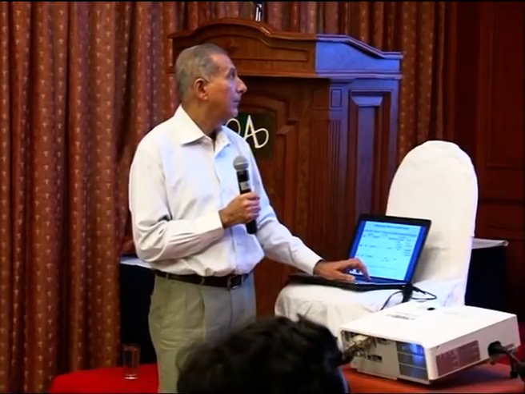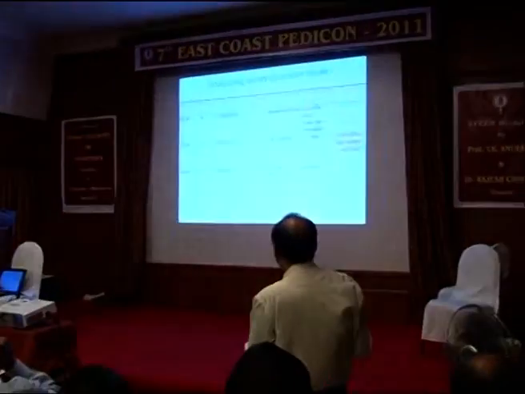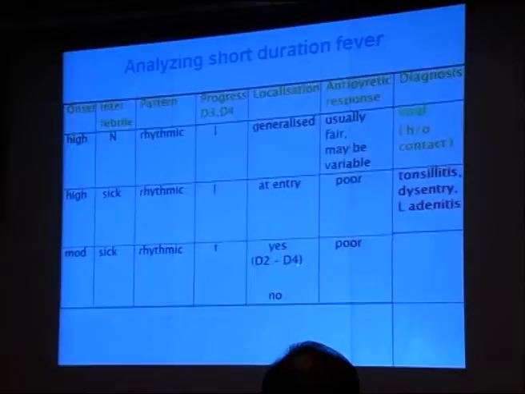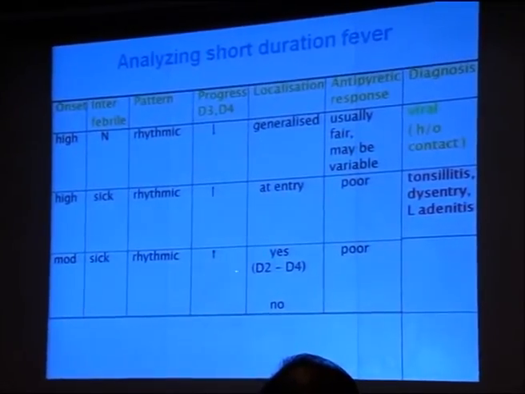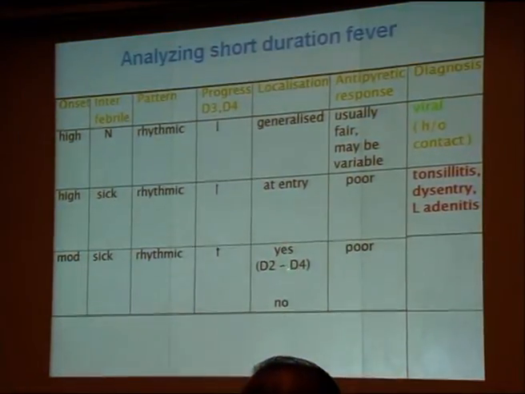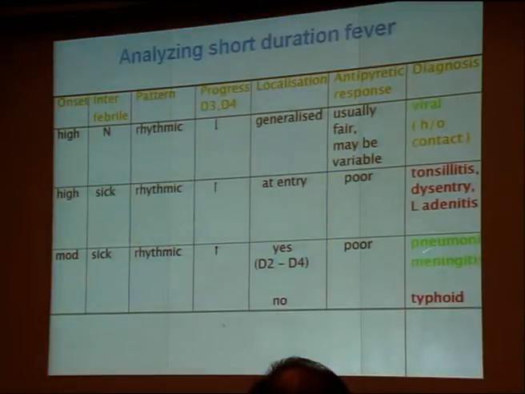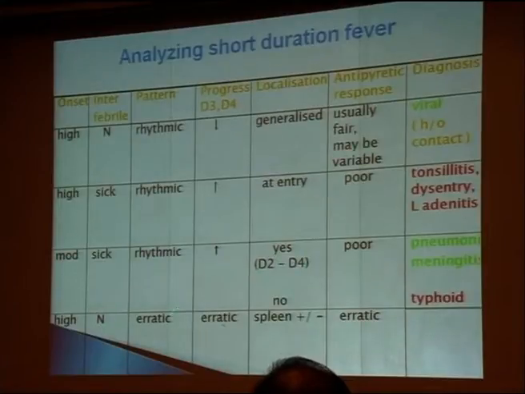Okay, and then moderate to begin with, sick, rhythmic fever, worsening trend, localization by day 2, day 4 is a bacteremic process which has localized by day 2, day 4. Examples? Meningitis, pneumonia. Whereas enteric is still not localized even on day 3, day 4. That's typhoid. And lastly, high fever which is erratic with spleen plus minus is malaria. Okay?